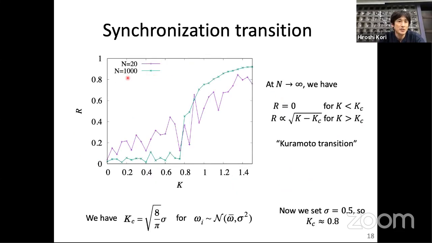But if we use a larger oscillator assembly, we can see clear transitions here. And Kuramoto shows that as N goes to infinity, we have R equals 0 for K smaller than the critical coupling strength, and for K larger than the critical coupling strength, we have this type of non-zero value. This transition is what some people call the Kuramoto transition.